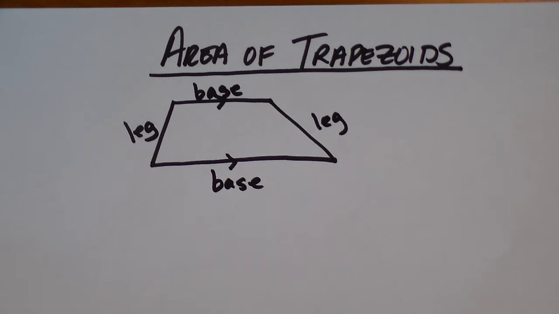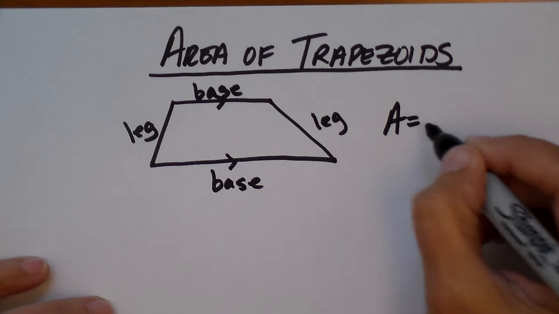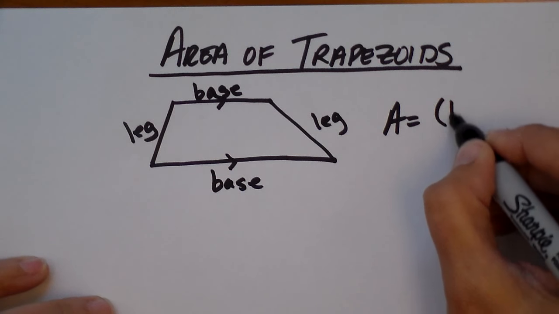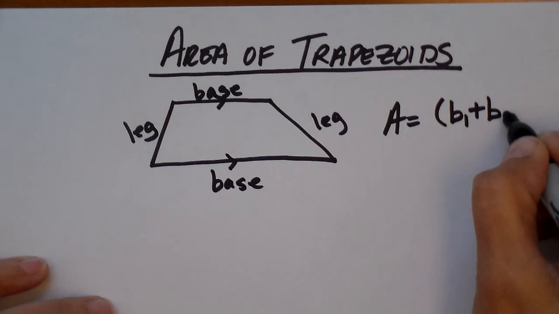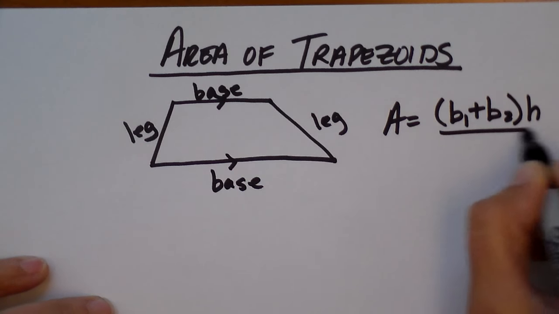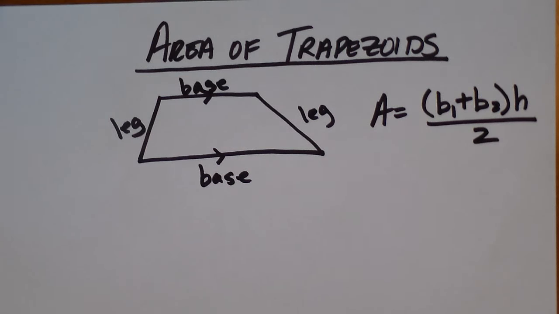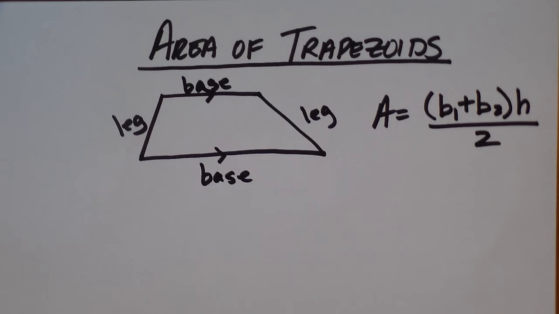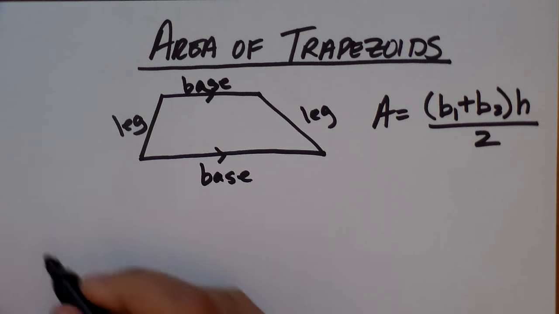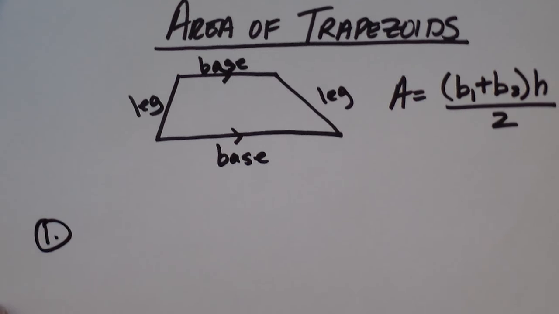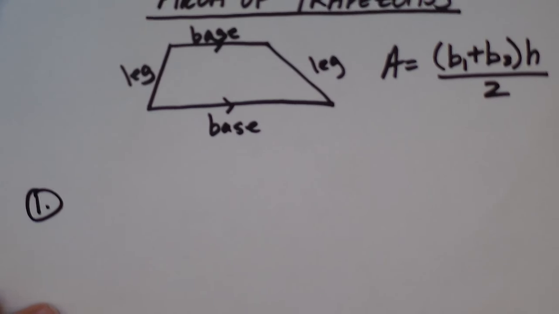So in a trapezoid, the formula for the area of a trapezoid is base 1 plus base 2 times height divided by 2. Okay, so let's look at a question and let's find the area, shall we? Okay, so we'll keep this here.